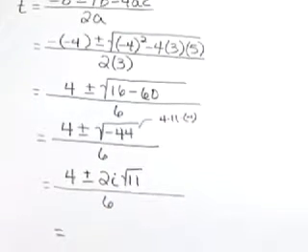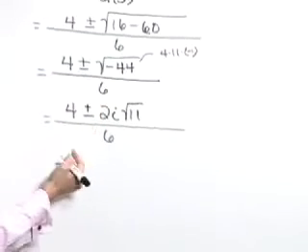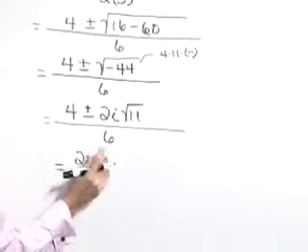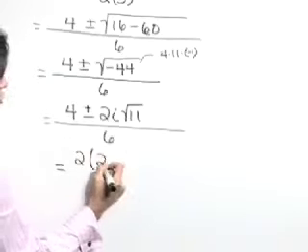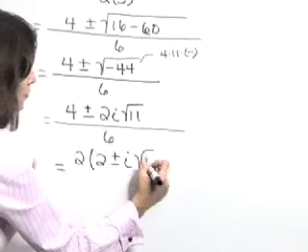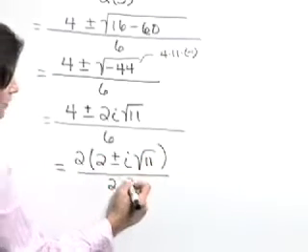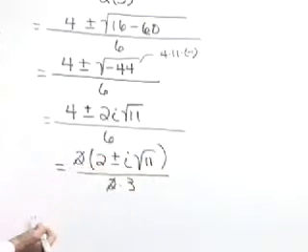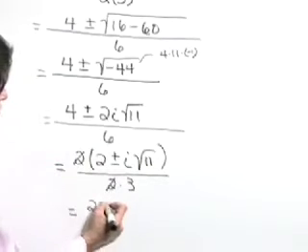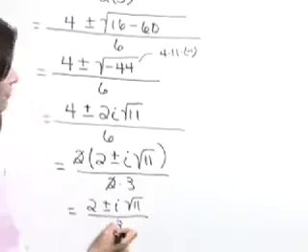That's all over 6. Now each of our terms has a common factor of 2. We're going to cancel that 2 out. I want to factor the numerator as 2 times 2, that gives that 4, plus or minus i times the square root of 11, all over 6. And let's write that 6 as 2 times 3, so we can see our common factor of 2 that will cancel out. Lastly, 2 plus or minus i times the square root of 11, all over 3.